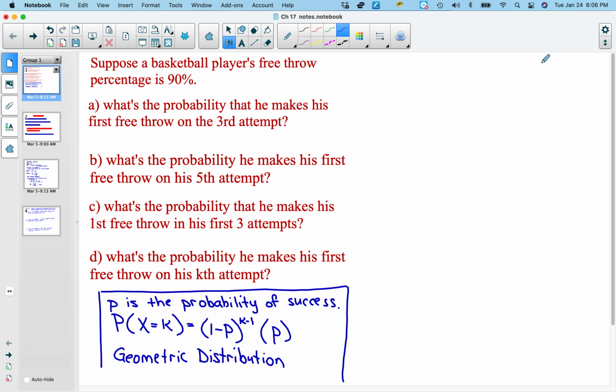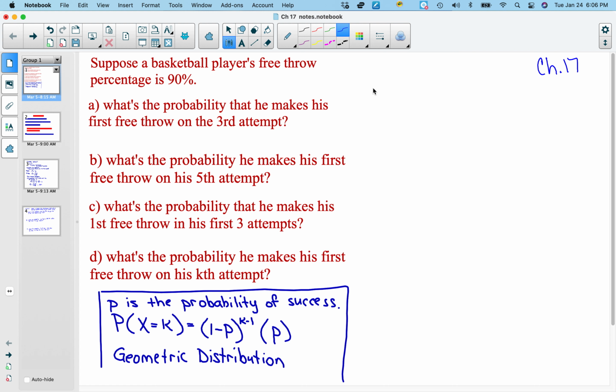We are starting chapter 17, which is called probability models, but it deals with two special probability models. One of them is called geometric, which is what we're going to talk about today, and the other one is called binomial. So very important, and actually they're my favorites.